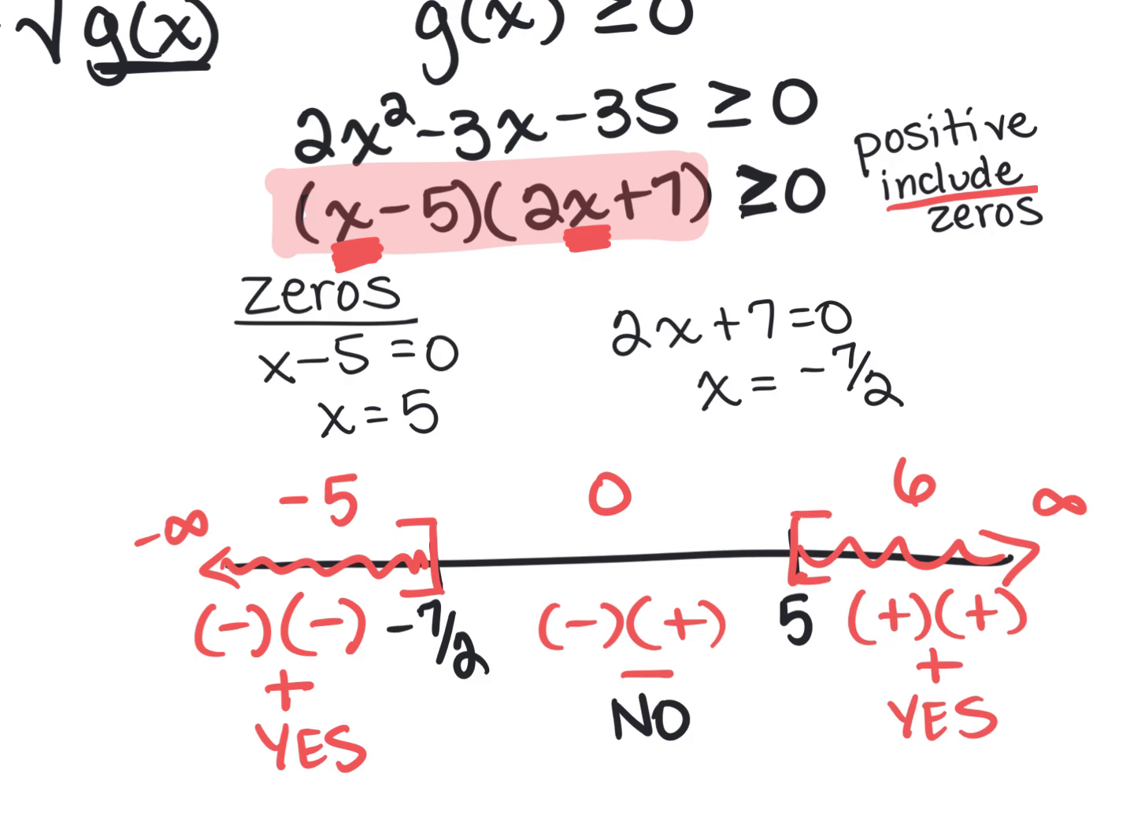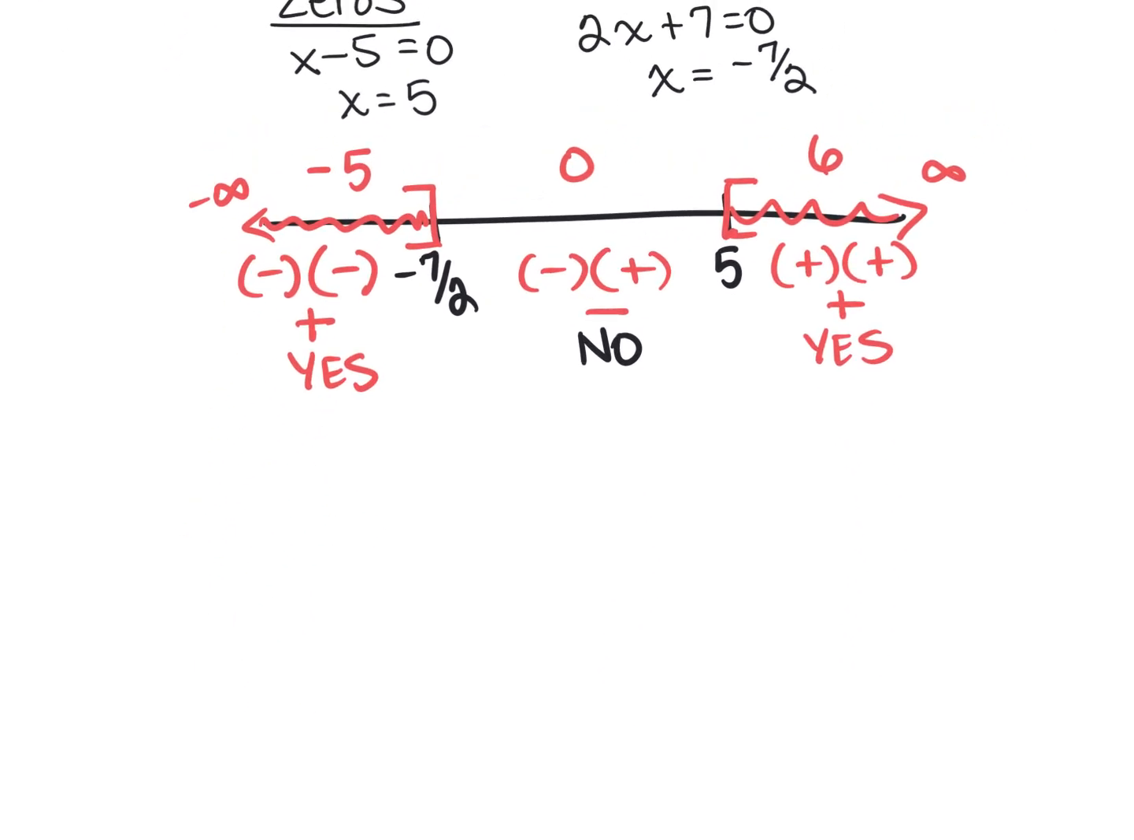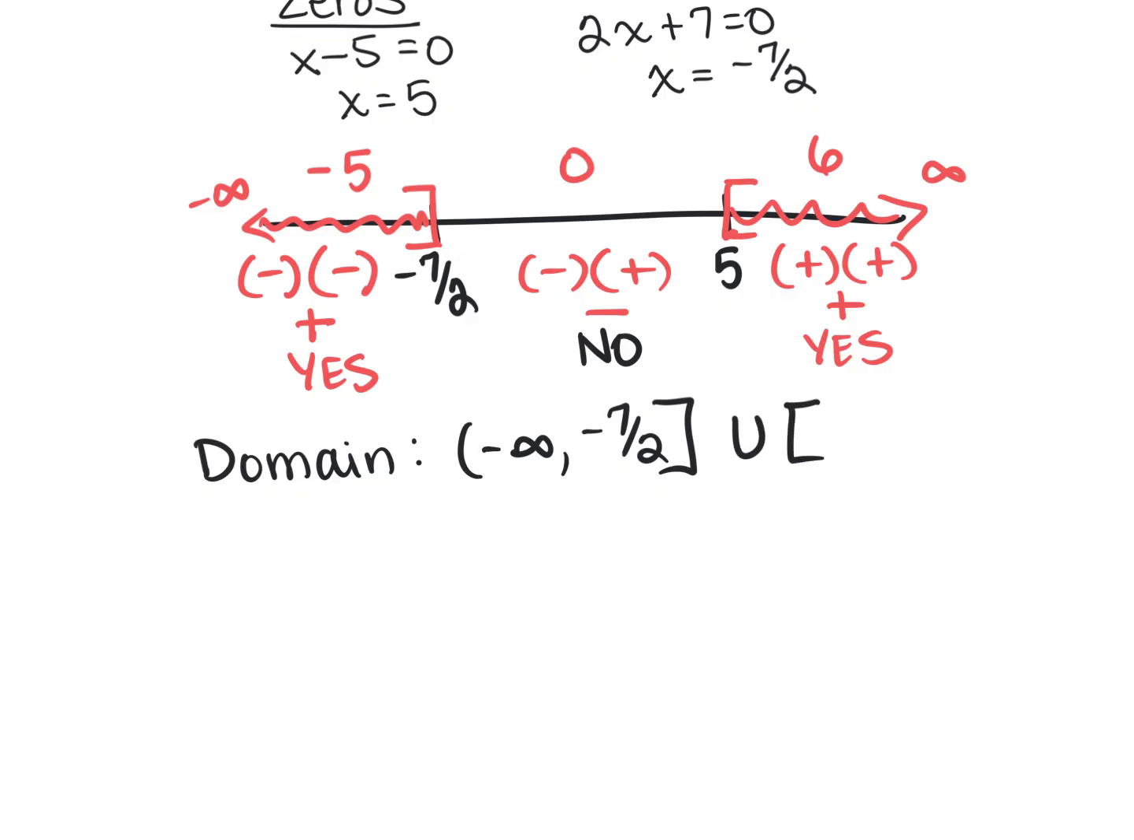So we have finished this problem, and it doesn't say what's the solution set, it asks what the domain was. So the domain goes from negative infinity up to negative 7/2, and you include negative 7/2, and then you union it because the other end, 5 to infinity, is also in the domain of this function.